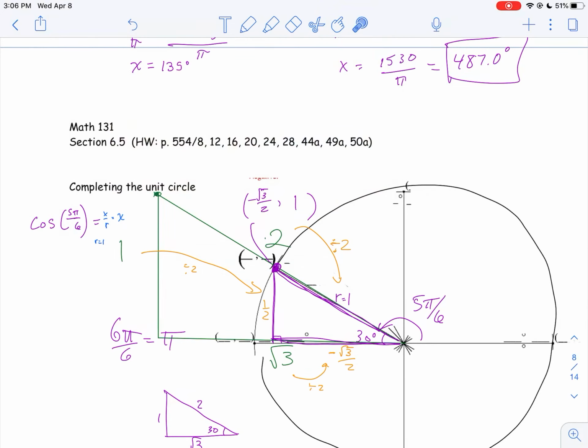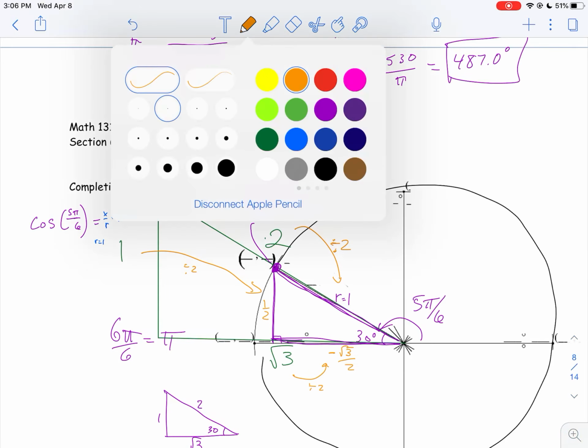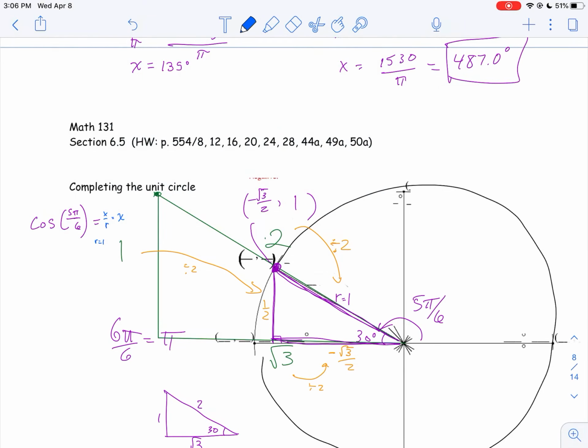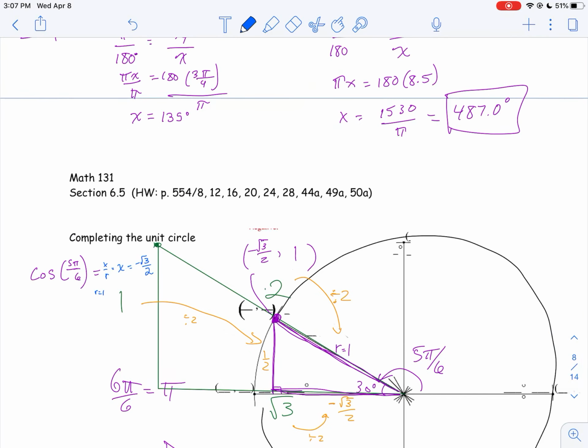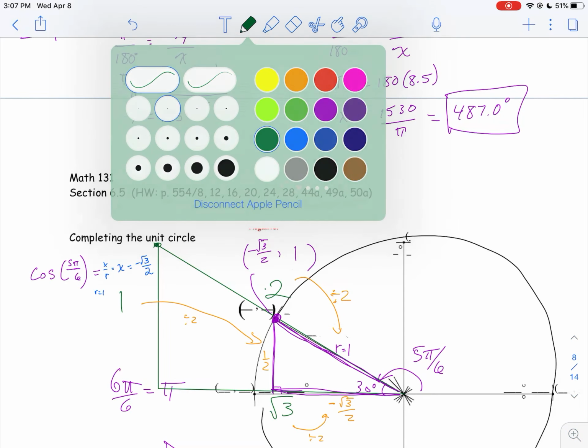So if I want to show that in my picture, I could just put a negative sign here. Now the y value is positive because it's above the x-axis, so it's positive y values. So back to cosine of 5 pi over 6, it's just the x value if the radius is 1. So the ratio is negative square root of 3 over 2.